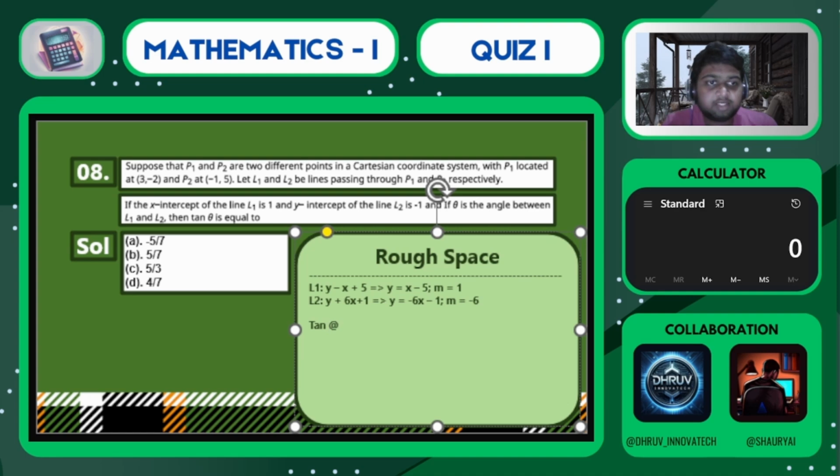So we know the formula that tan theta equals the modulus of m2 minus m1 divided by 1 plus m1 times m2. So tan theta equals the modulus of m2, which is minus 6, minus 1, divided by 1 plus 6, which gives tan theta.